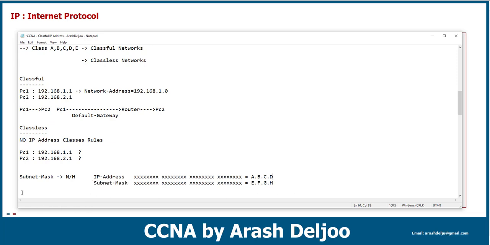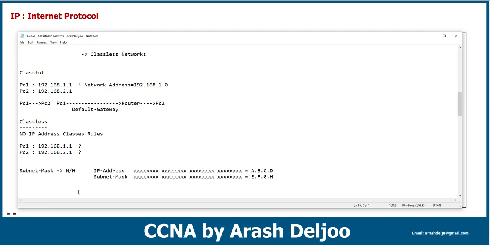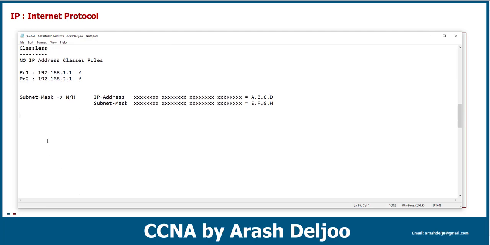Here we have a table. Look at here. This is our table. Let me write here: IP address and then subnet mask. When you are using the subnet mask, if in the subnet mask you use 1, this means that the correlated bits in the IP address are network bits. And when you use 0 in the subnet mask, it means the correlated bits in the IP address are host bits.